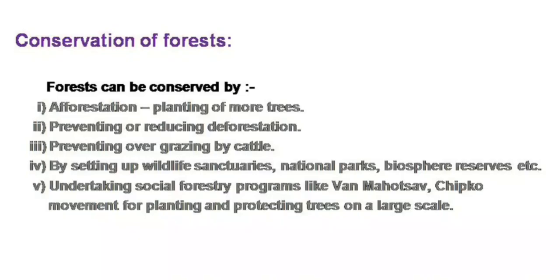Now, we are supposed to conserve our forest. How can this be done? It can be done with the help of afforestation, that is planting of more trees, preventing or reducing deforestation, and preventing overgrazing by cattle, by setting up wildlife sanctuaries, national parks, biosphere reserves, and so on, undertaking social forestry programs like Van Mahotsav, Chipko movement for planting and protecting trees on a large scale.